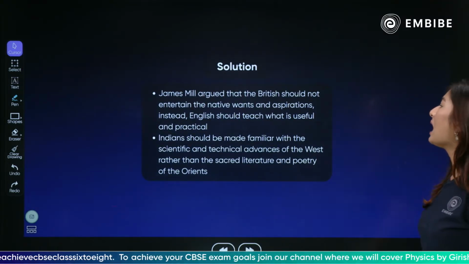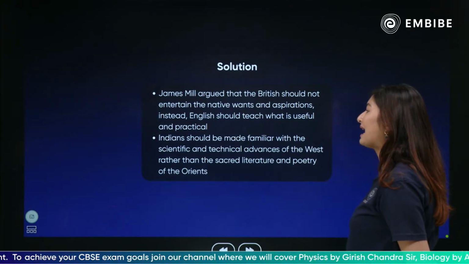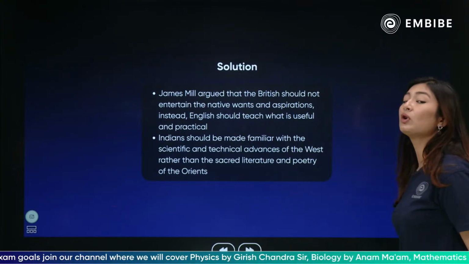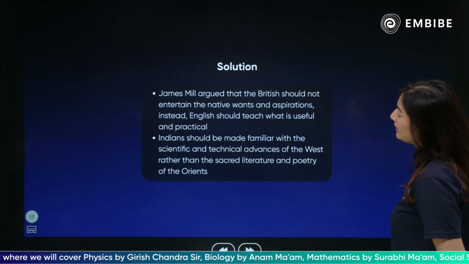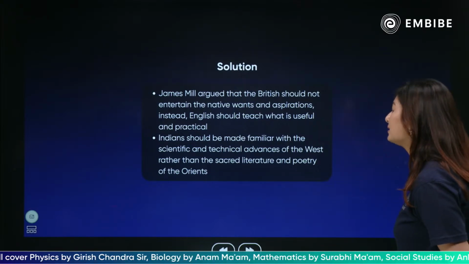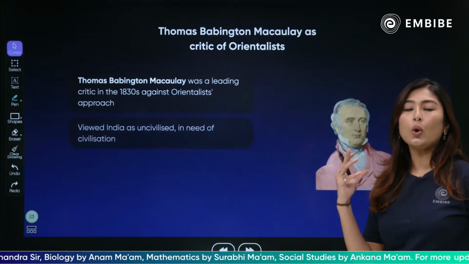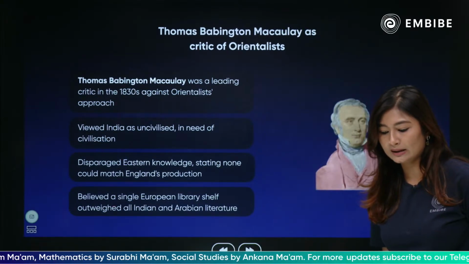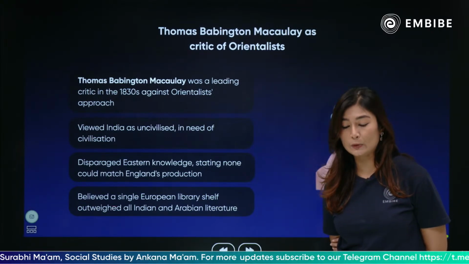So, James Mill argued that the British should not entertain native requirements, aspirations. Instead, Britishers should teach what is useful and practical. Indians should be made familiar with the scientific and technical advancements of the West rather than sacred literature and poetry of the Orients. तो अभी तक ओरिएंटलिस्ट्स जो हैं, इन्होंने जितनी मेहनत की थी वो सब बेकार होने वाली थी. ठीक है, जेम्स मिल बच्चे एक ब्रिटिशर थे जो क्रिटिसाइज कर रहे थे इस पूरे सिस्टम को.